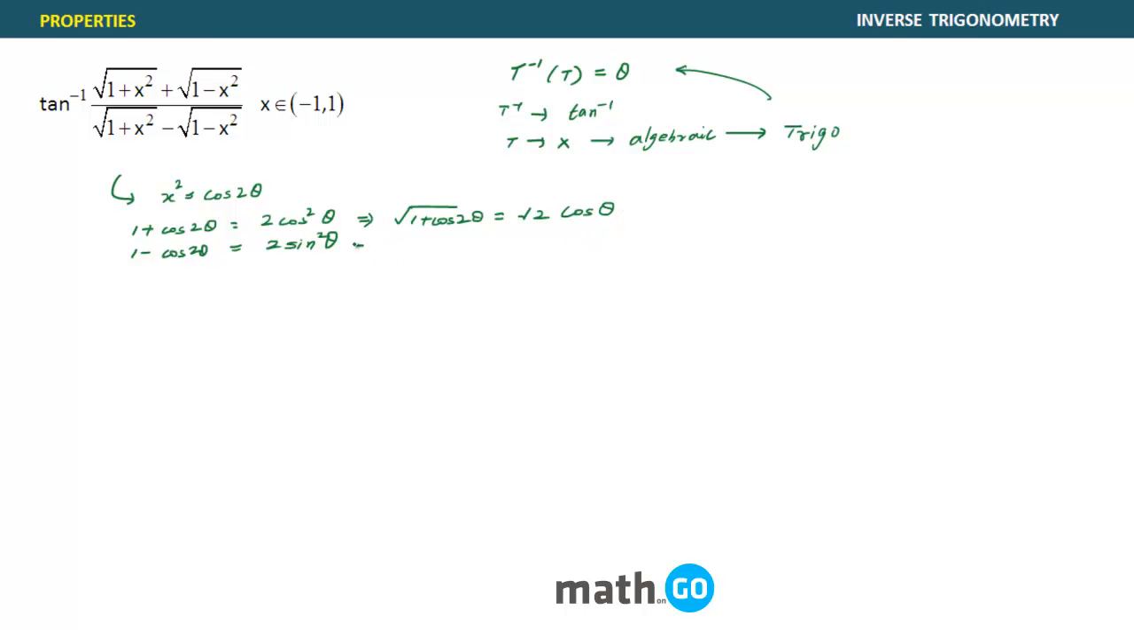Okay, then by similar logic, 1 minus cos 2 theta here will become root 2 sin theta, right? Now you have 1 in the numerator being added, so this becomes cos theta plus sin theta, and root 2 can be taken common. Root 2, and in the denominator you have the same stuff, that is cos theta but with a negative sign, minus sin theta, then you have root 2, and outside this you have tan inverse, right?